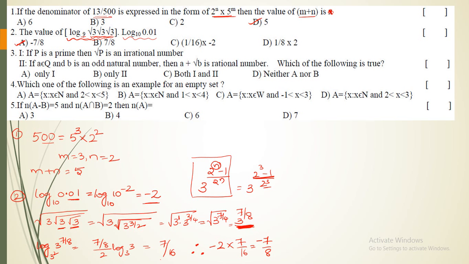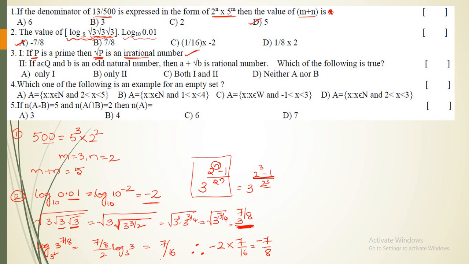If p is a prime number, then root p is an irrational number. Clearly, whenever p is a prime number, it does not have factors other than the number and 1. So the square root of p doesn't have the same factors, hence it is always an irrational number.